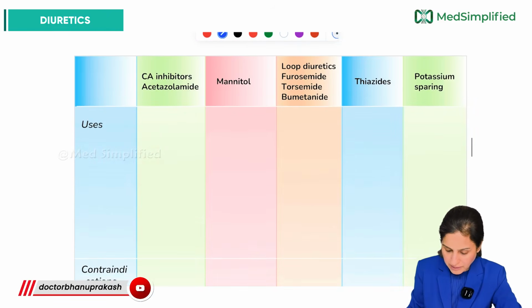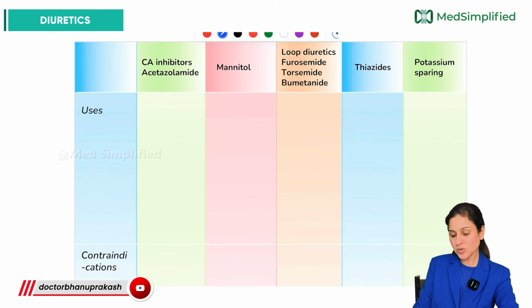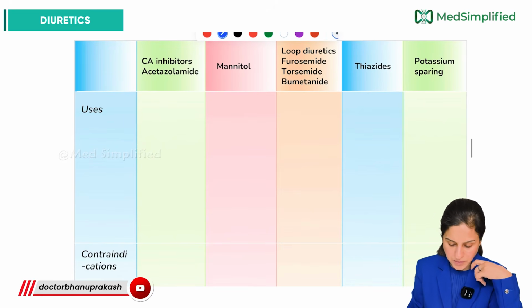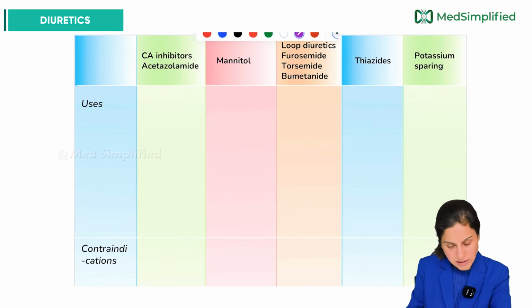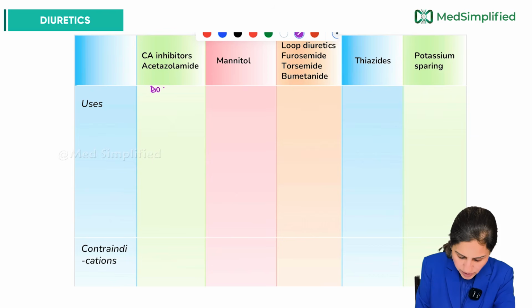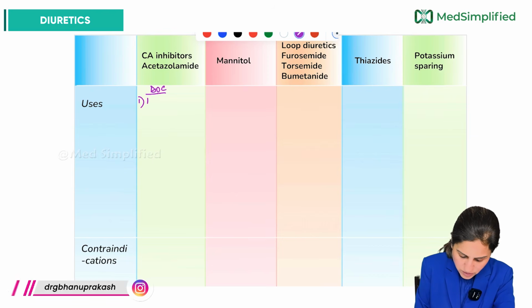Now, the other comparators we have are the uses. So let's do the uses of these. Firstly, acetazolamide or the carbonic anhydrase inhibitor is a drug of choice in case of mountain sickness.